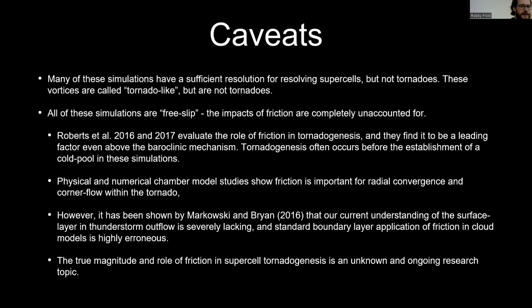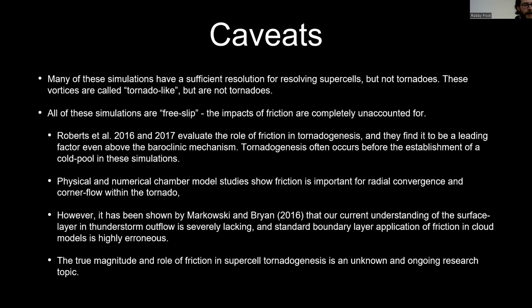Many of these simulations have a sufficient resolution for resolving supercells, but not necessarily tornadoes. And so we call these things tornado-like, but they're not tornadoes. They miss key things like corner flow and radial convergence, and even just the resolution necessary to resolve the flow. Typically in modeling, you need 6 grid points across some feature to consider it resolved. At least that's a good rule of thumb people follow.